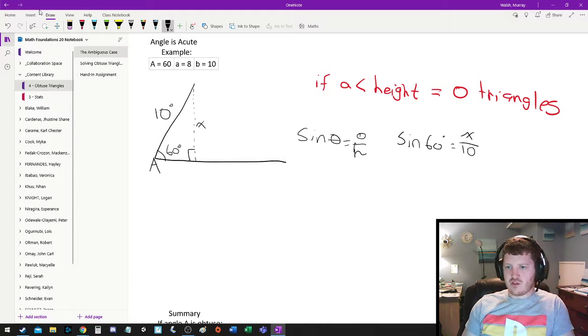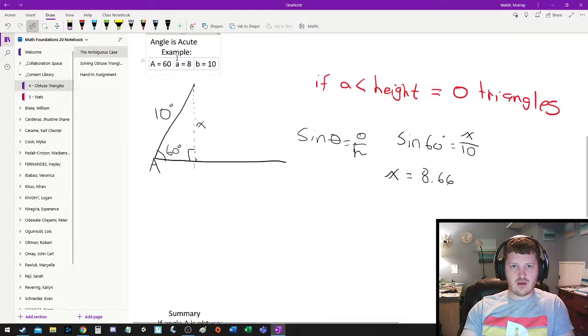And if we go through and solve this, in this case, our height of this triangle is 8.66. So the length of this triangle is 8.66. Given this information, if from this point to this point is 8.66 and our line is only A, we end up with 0 triangles. Okay?